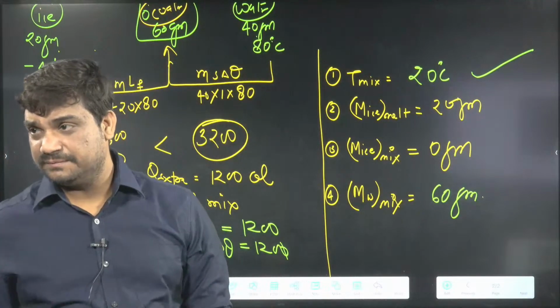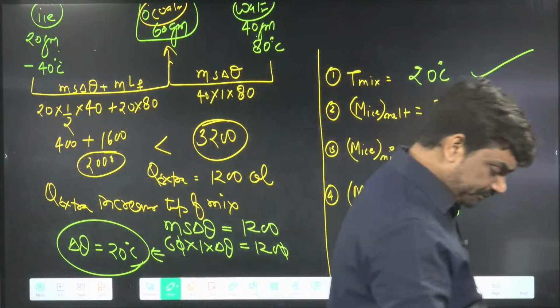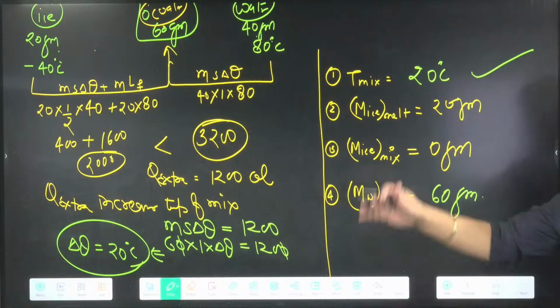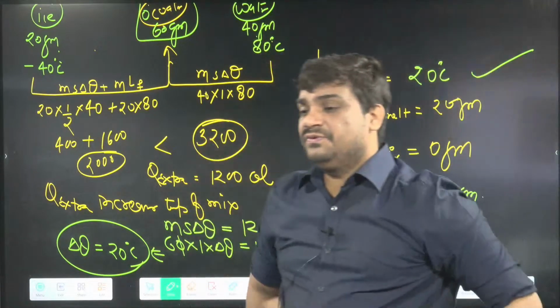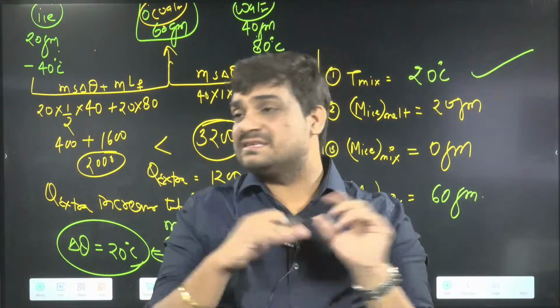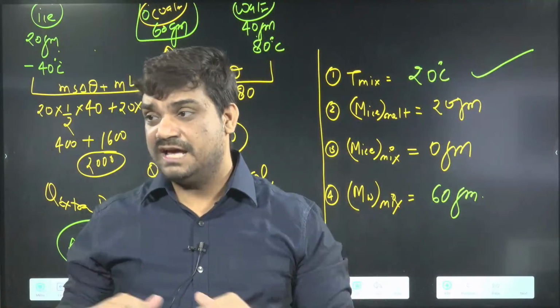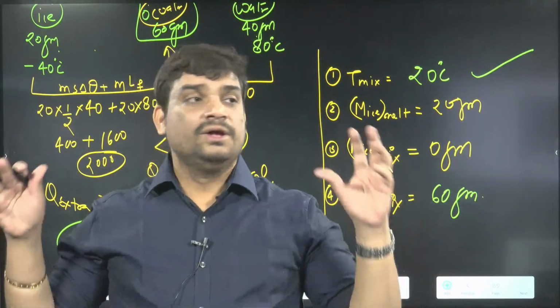I hope we got this thing. Can we go for the next question now? Ready for next? Yes. And listen, again I am saying, mass can be given in kg, mass can be in gram. Mass can be in kg as well as gram. Okay.